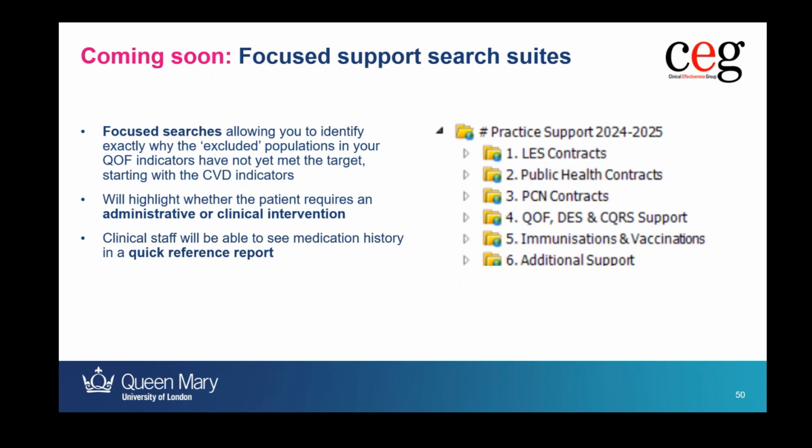As Dr. Hannon mentioned earlier, we will have our search suites coming out to support you firstly with these new CVD indicator changes, and then we will have more QOF support coming out to you. But basically, it will allow you to identify exactly what's going on with your population. Why are they excluded? Are they just missing their blood pressure? In which case somebody can invite them in for a review, or actually do they need some clinical intervention? And we're hoping to make these a lot more usable for clinical staff as well, who will be able to see medication history and other relevant criteria within a quick reference report. Next slide, please.